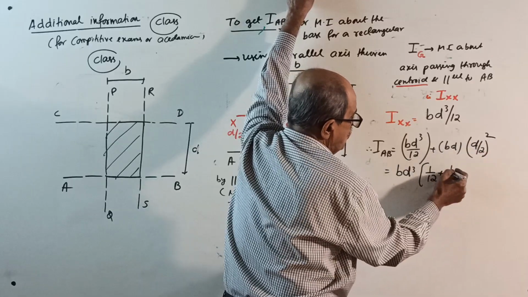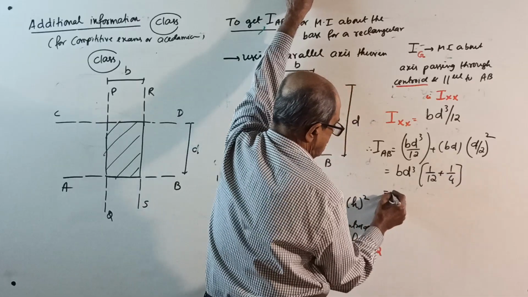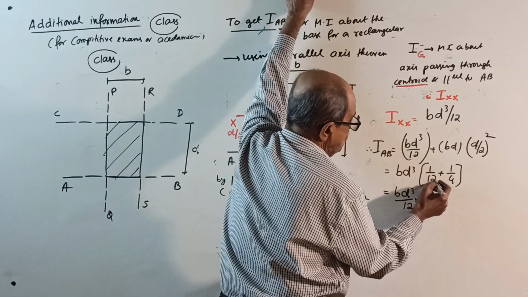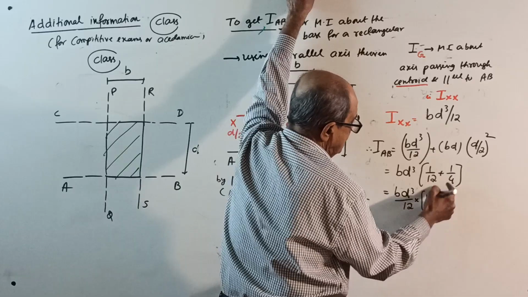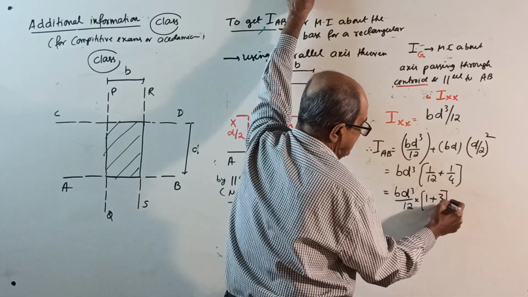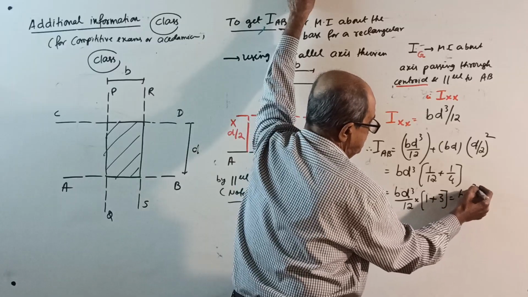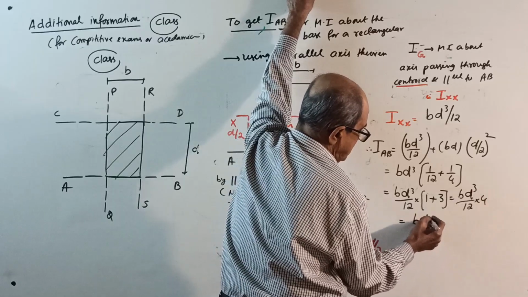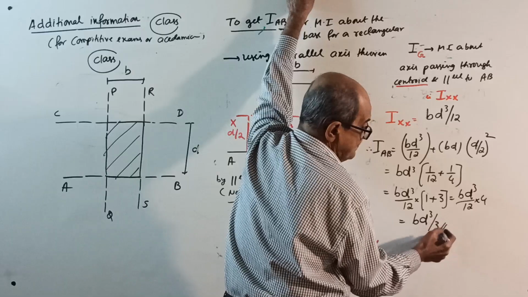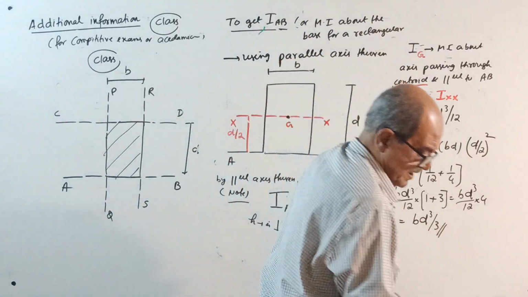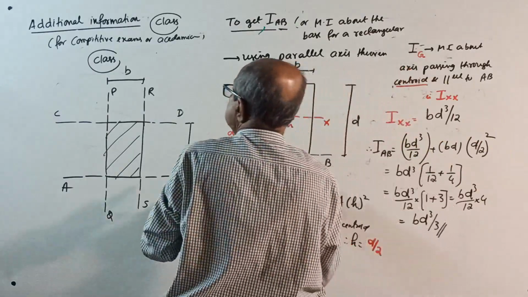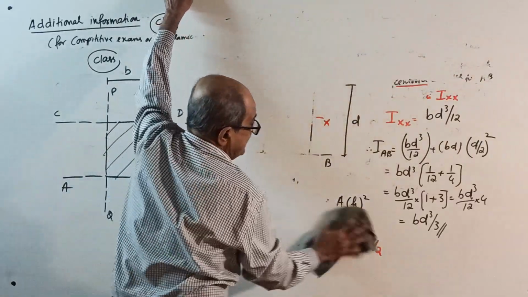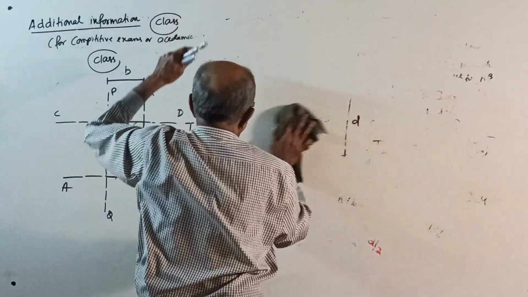2 squared is 4, so 1 by 4. Or it is BD cube by 12 into 12, 1 plus 4, 3 times, 4 plus 3. Or BD cube by 12 into 4, or equal to BD cube by 3. That is the same answer we got just now. Okay, now that's all. Therefore, write the final result now. Remember, same way you can make a note.